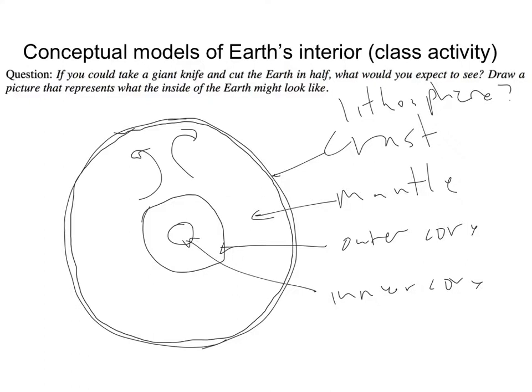Well, the lithosphere, if we're going to jump ahead a little bit, is the crust plus a little bit of the mantle. So it's more complicated than just crust, mantle, outer core, inner core, right? So we've got lithosphere, we've got asthenosphere, we've got some other things going on here. Anything else?